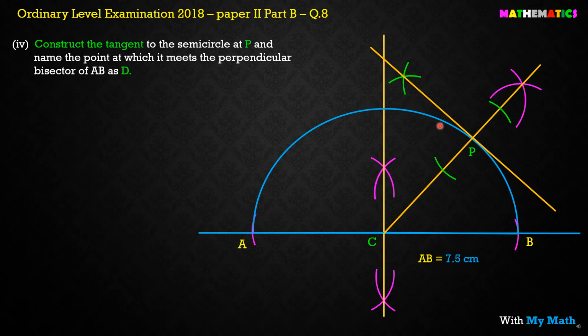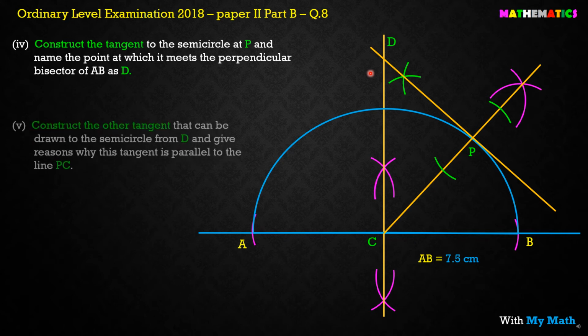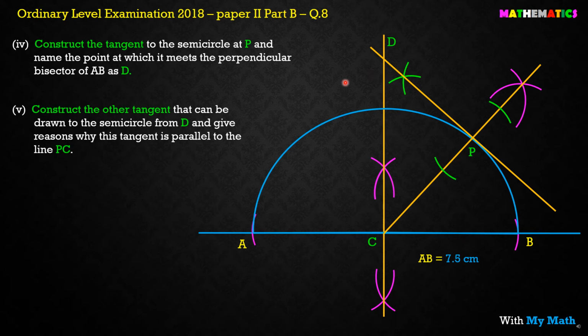So they ask us to do another thing. We have to mark where it meets the perpendicular bisector of AB. That means this line. When this tangent meets this line, we have to mark that intersection point as D. So I make it as D. Okay, it's very easy. So let's move to the fifth one. Here, this is the fifth one.